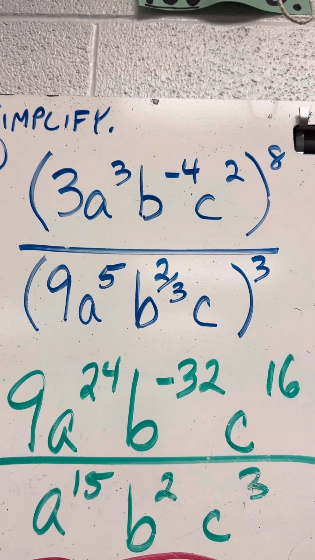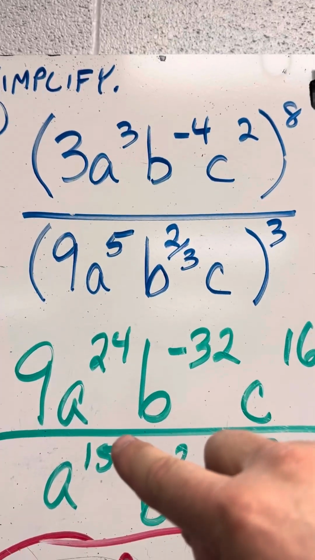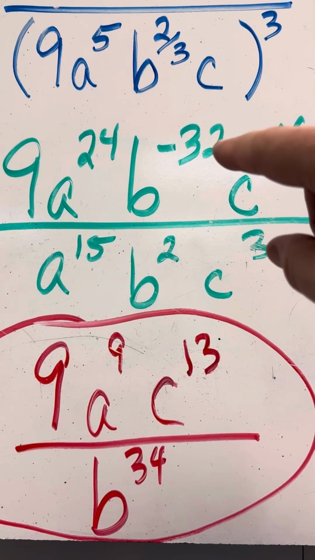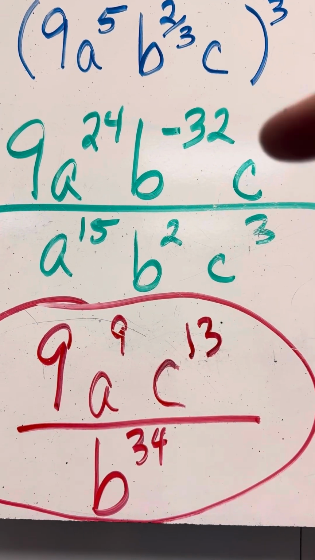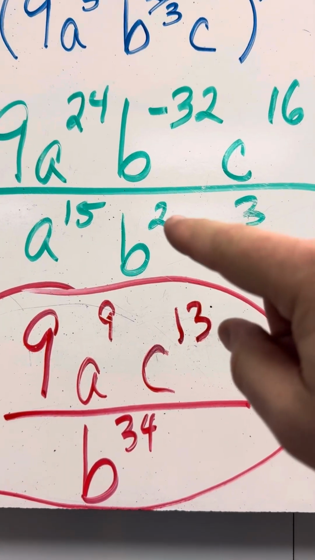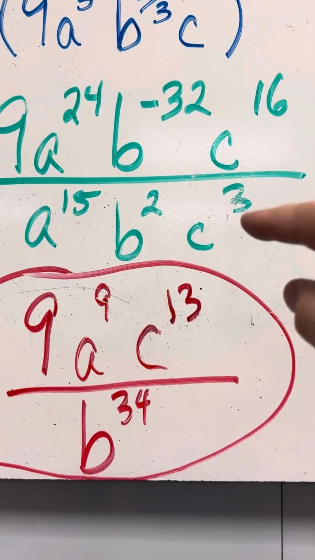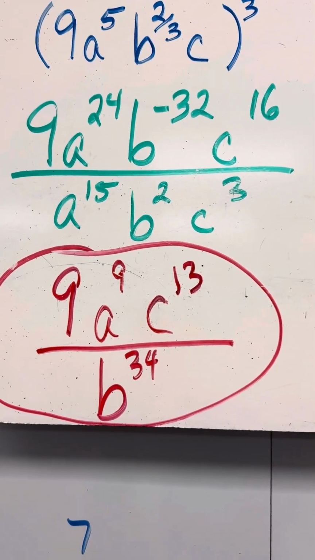Okay. Now we do 24 minus 15 is 9. Negative 32, negative exponent on top moves to the bottom. I'm going to do 2 plus 32 is 34. 16 minus 3 is 13, and there's your answer.